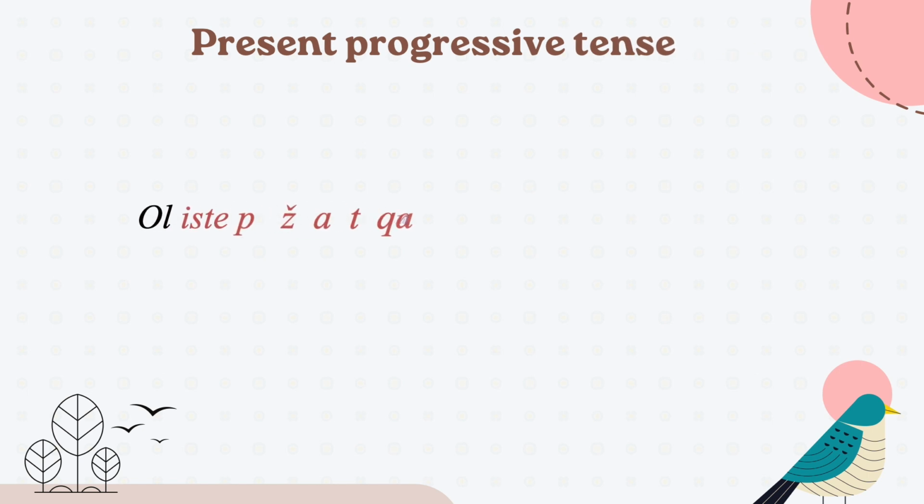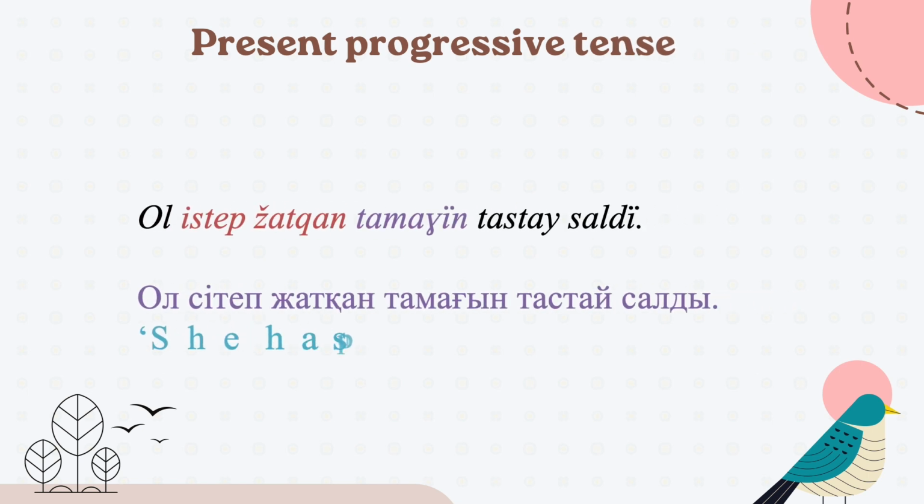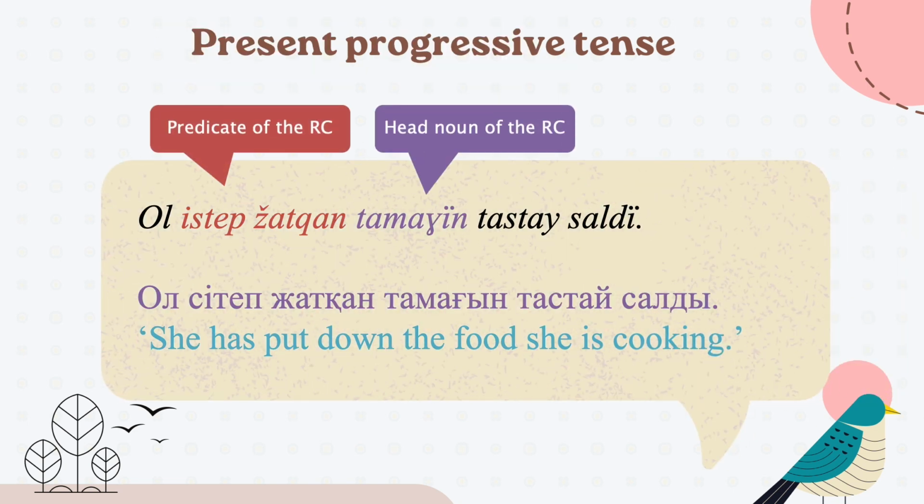Ол істеп жатқан тамағын тастай салды. She has put down the food she is cooking. Here the relative clause is істеп жатқан тамағын, the food that she is cooking, and its predicate is істеп жатқан that combines the converbial main verb істеп and the participle auxiliary verb жатқан. The head noun is тамағын, where the noun tamak, food, takes the third person possessive suffix and the accusative case n, because the relative clause істеп жатқан тамағын functions as the direct object of the main verb тастай салды, put away.